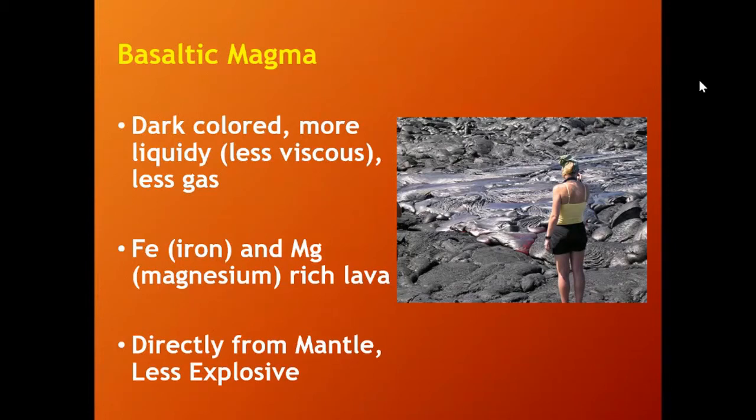Do you see this woman in the picture here? She's probably photographing the lava flow here. First of all, it's really hard to get pretty close because this lava is like 1300 degrees C. I mean, basaltic magma is hotter than the other types of magma. So you can't get too close.